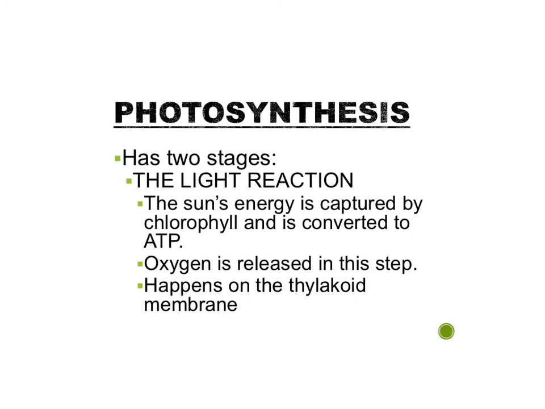Photosynthesis has two stages, the light reaction and the dark reaction. In the light reaction, the sunlight is captured. So in the light reaction, the sun's energy is captured by chlorophyll, and it's converted into ATP. We've seen that before. You know what ATP is now. In this step, oxygen is released, and this happens on the membrane of the thylakoid. There are some proteins embedded in the membrane, and it's these proteins that help the reaction to happen, including the pigments, chlorophyll, and the others.